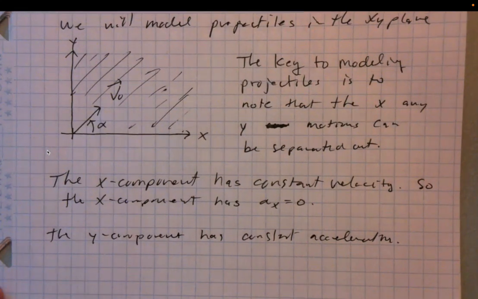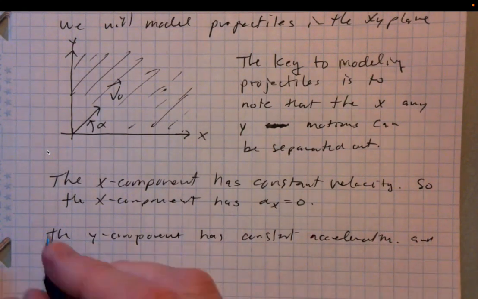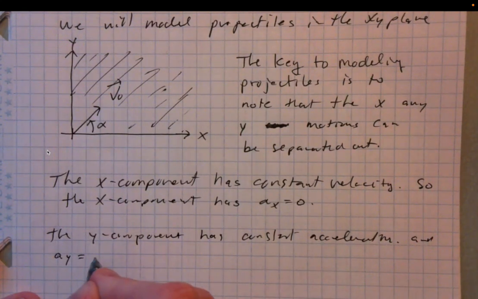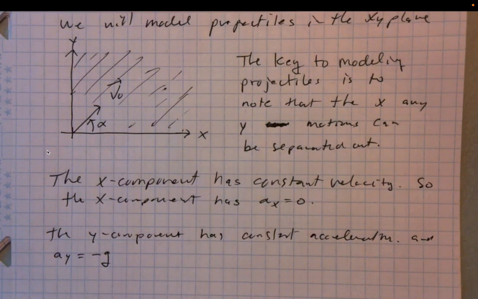Right, so obviously the velocity will vary in the y direction. But the y component has constant acceleration, and ay is equal to negative g, right? So g is the only acceleration operating on a projectile, right? And so you really have two kind of simple models that you have to contend with.